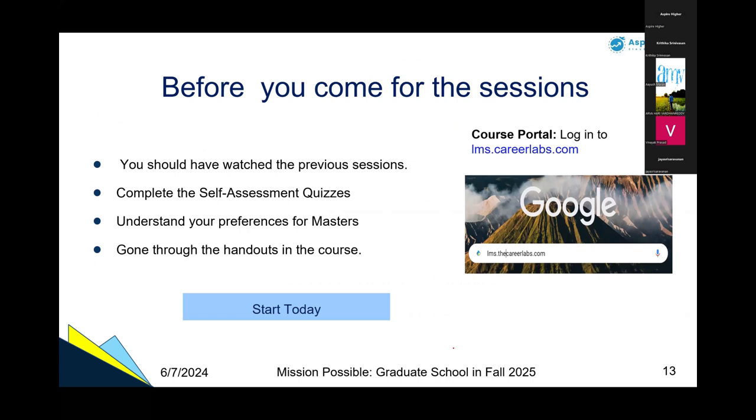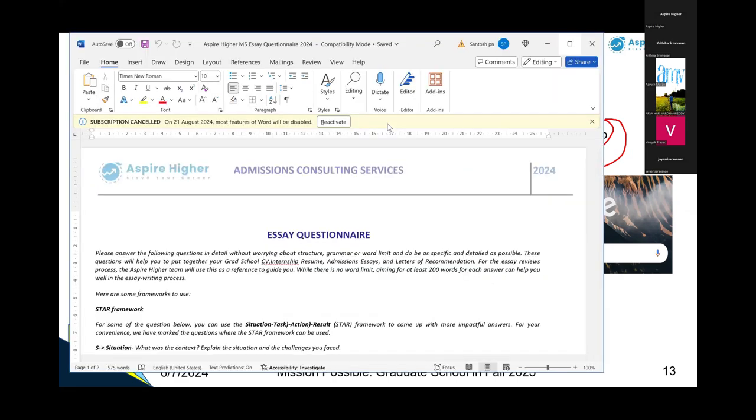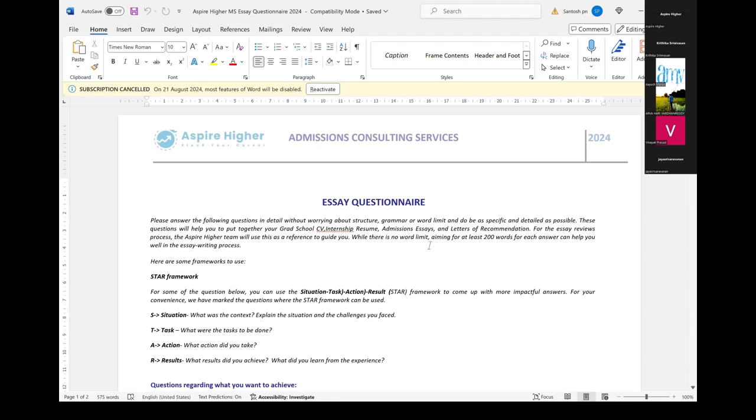Before you go, I'm going to give you this live exercise right now. Everybody, go to lms.careerlabs.com, go to the handy checklist, the most important tools. Under that, you have the handy checklist. Please download this document. It is called the Wonderful Essay Questionnaire. This is how we break it down for you and make it easy for you to write any essay that comes your way.